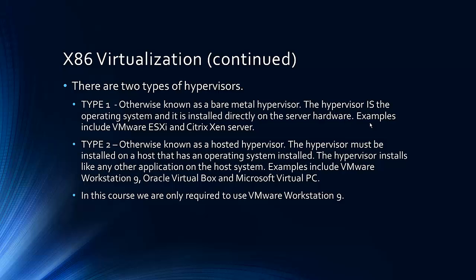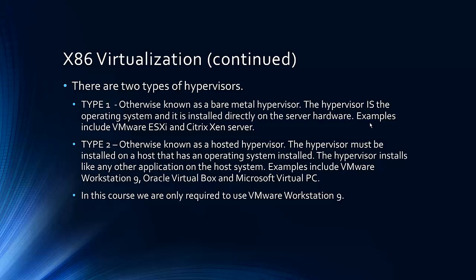There are two types of these hypervisors. A type 1 hypervisor is what's known as a bare metal hypervisor, which means that you install it directly on the server hardware. The hypervisor in this case is the operating system. Examples of this include VMware ESXi and Citrix XenServer. A type 2 hypervisor is also known as a hosted hypervisor, which means that you have to install an operating system on the hardware before you can build any virtual machines.